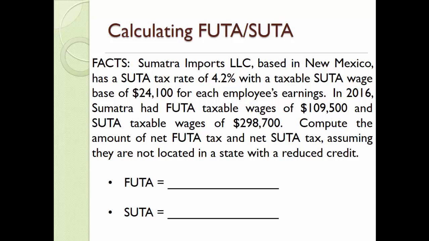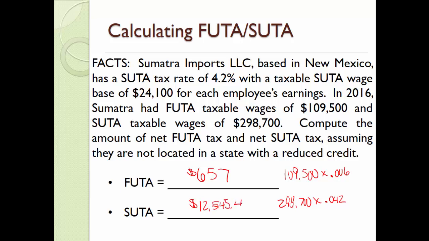So for FUTA, $109,500 times 0.6%, so that's 0.006. So the tax for FUTA is $657. For SUTA, you told me it was $298,700, and our tax rate is 4.2%, so 0.042. So our state unemployment tax is $12,545.40.